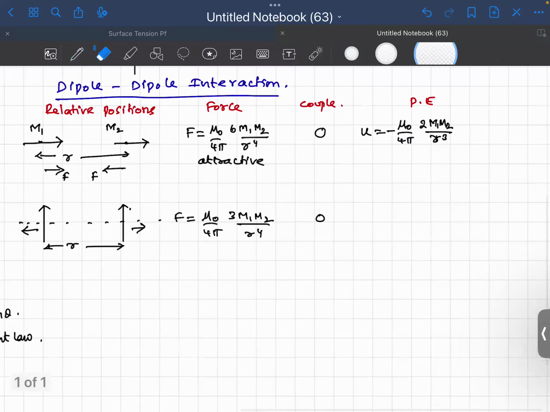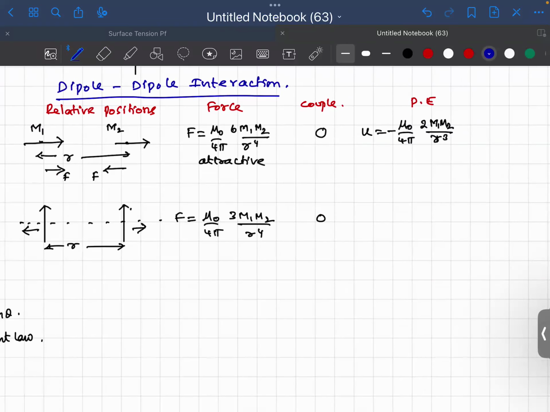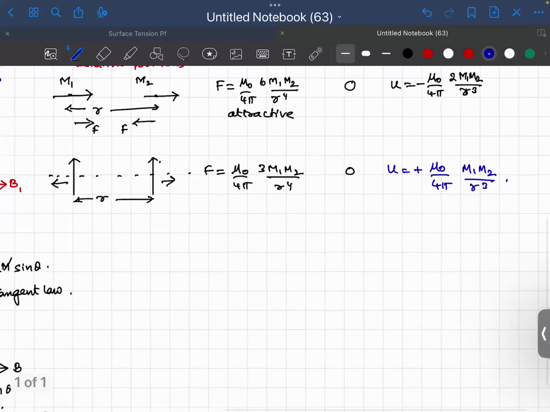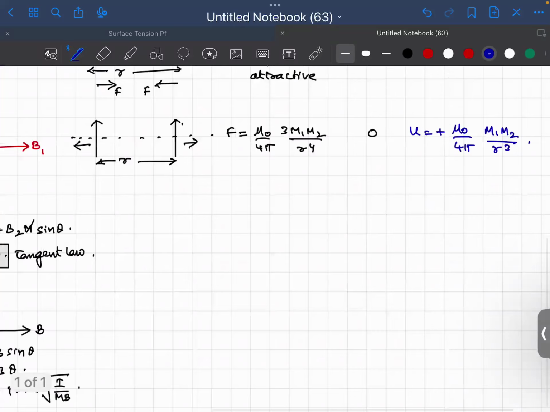What about potential energy? If there is an attractive force, potential energy is negative. If there is a repulsive force, potential energy is positive. Mu naught by 4 pi m1 m2. Potential is also the same as the force. Now these two are very simple cases. The critical case is what I am going to give you right now.